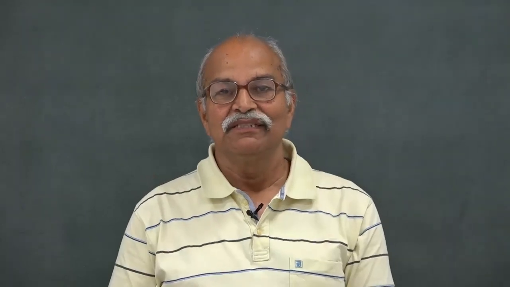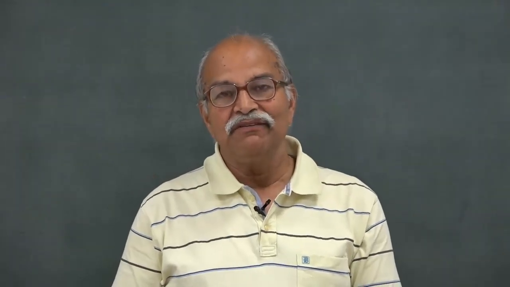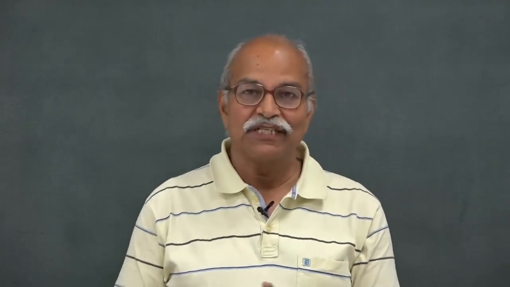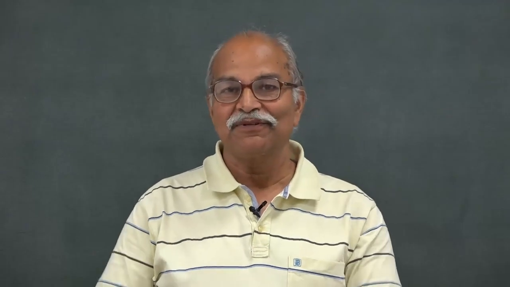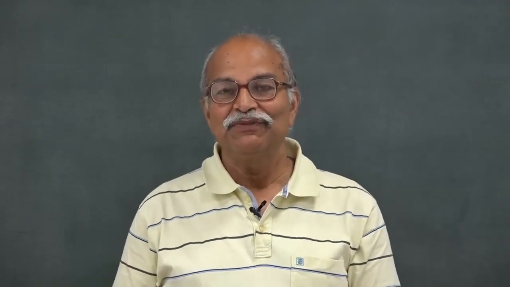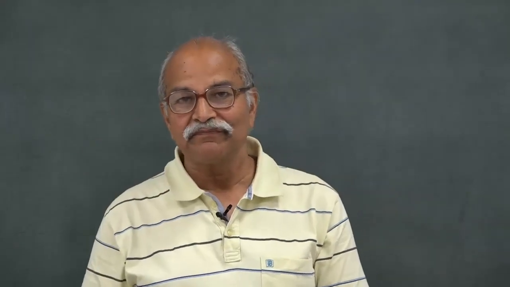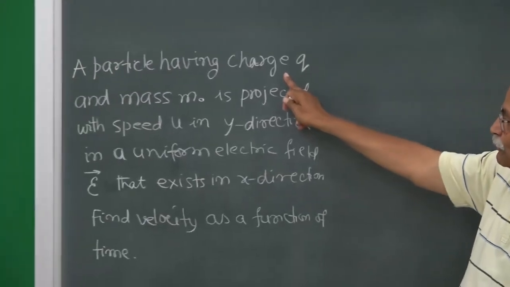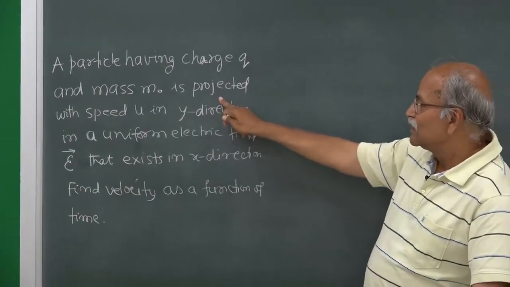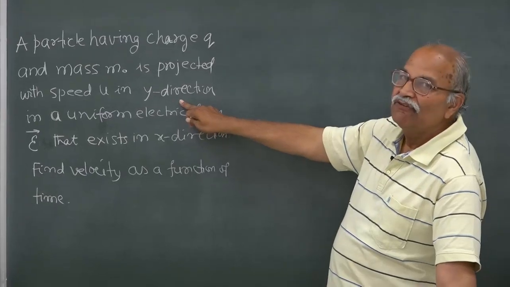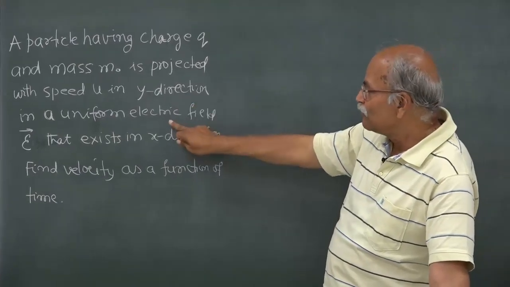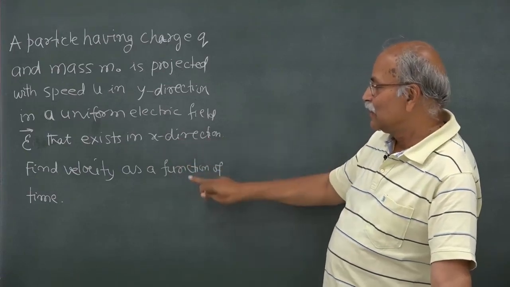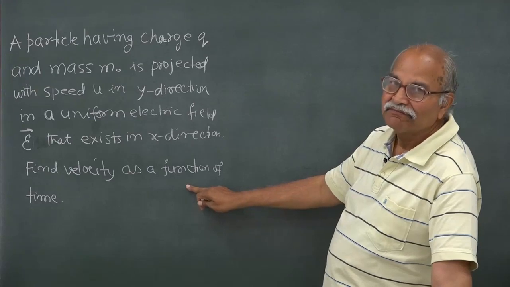Today I will start with a question where this will not be the case; the velocity and the force will not always be parallel or always be perpendicular to each other. So, it will be a two dimensional curved motion. The problem is the following: a particle having charge q and mass m naught is projected with speed u in y direction in a uniform electric field E that exists in x direction. You have to find the velocity as a function of time. So, this is the question.